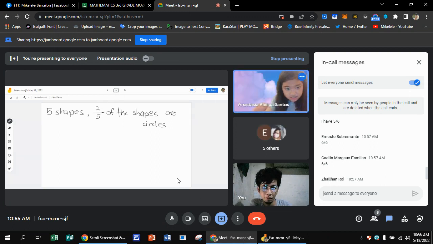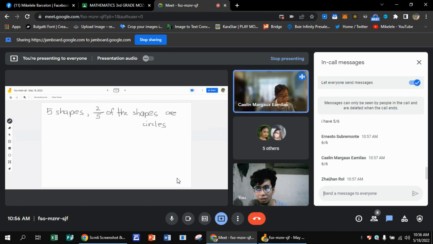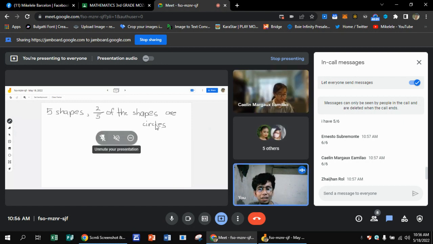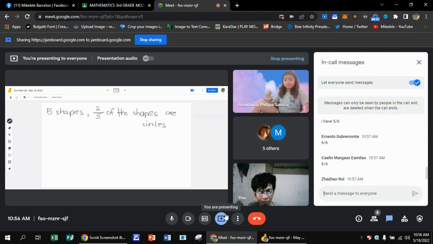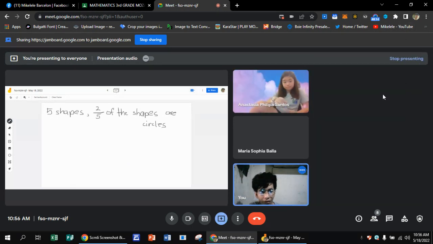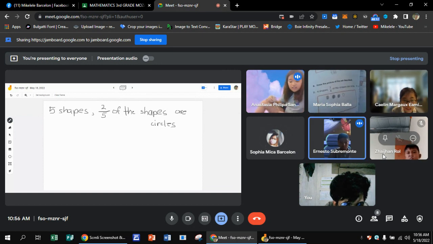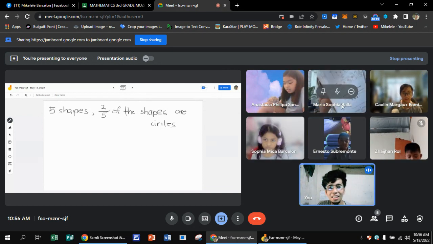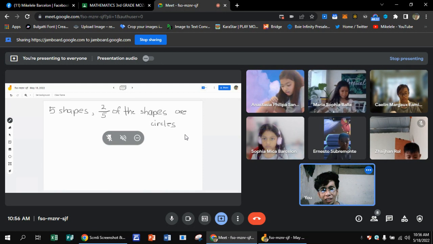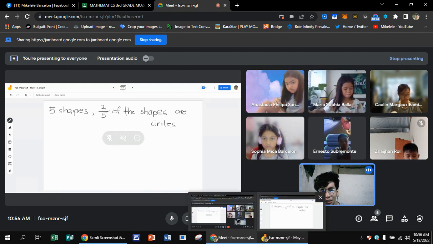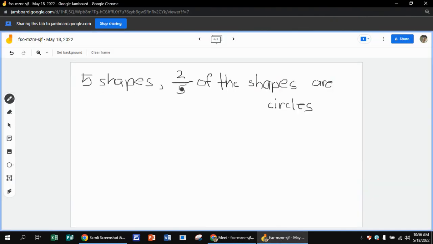5, 5. All the shapes are circles. So we are going to write 5 shapes. Try like this. The other shapes must not be circles. For example, like this one. 5 shapes, 2 fifths of the shapes are circles. It means only two parts, only two shapes, are circles.